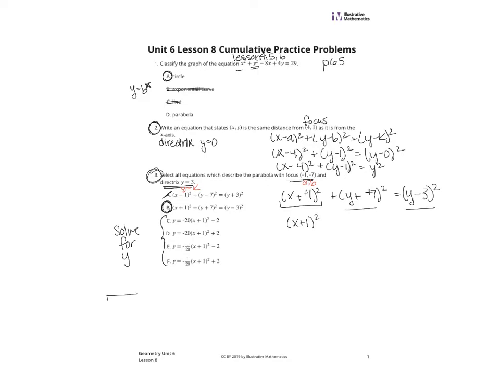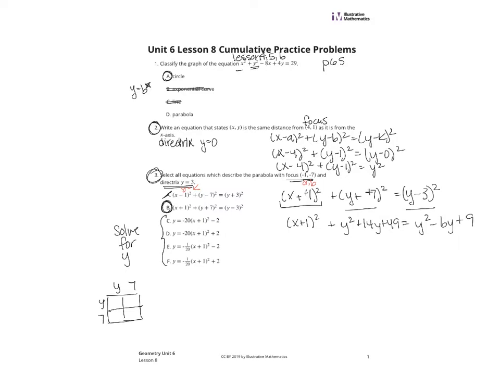So if you're a box method person, you're making your box out to the side, you're writing your y plus 7 and your y plus 7, and you're multiplying it out. So you should get y squared plus 14y plus 49 equals y squared minus 6y plus 9. So now we have to solve this for y. So this was my step 3.